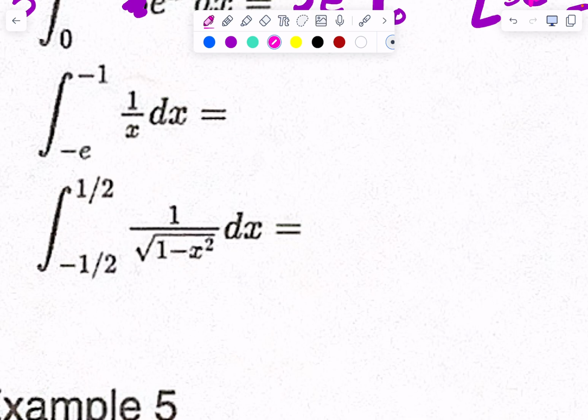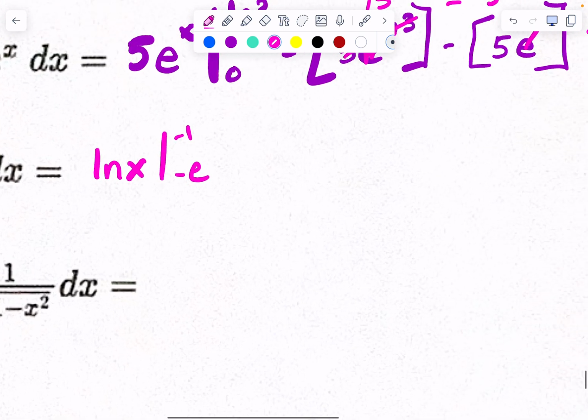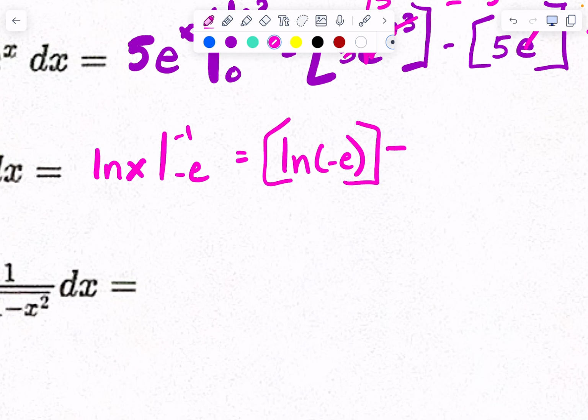Okay, what's the antiderivative of 1 over x? e to the x. No. ln x. I got one right. ln x, negative e to negative 1. Oh, this is confusing. ln of negative e doesn't seem like it's a normal thing. So it's just -1. ln of -1. Type that into your calculator.